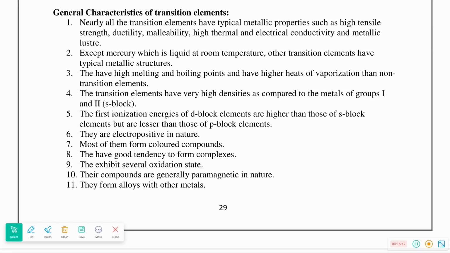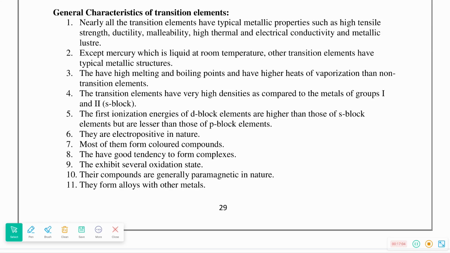Then next, they are electropositive in nature. Electropositive means what? They can easily lose electrons rather than accept electrons. Loss of electrons means they will get a positive charge. So they are electropositive in nature.